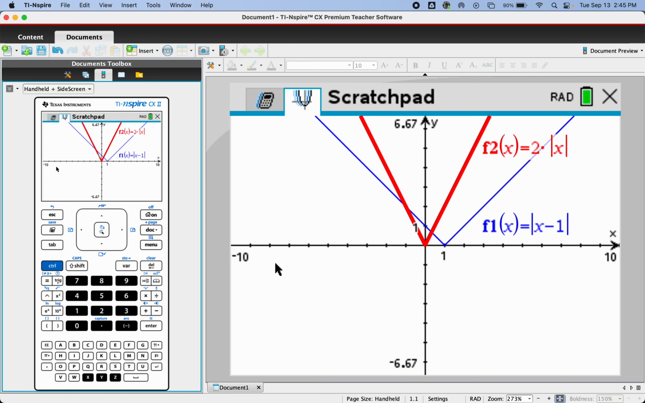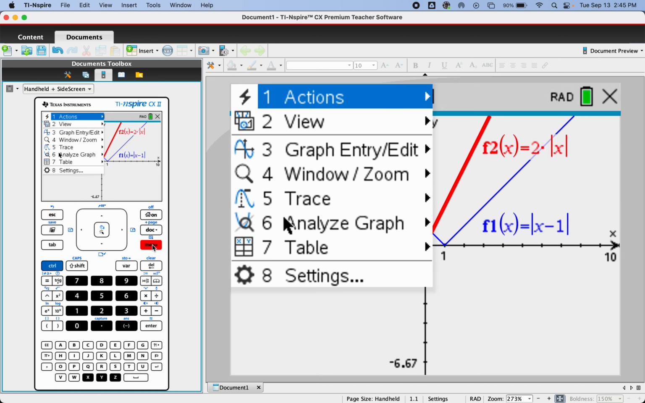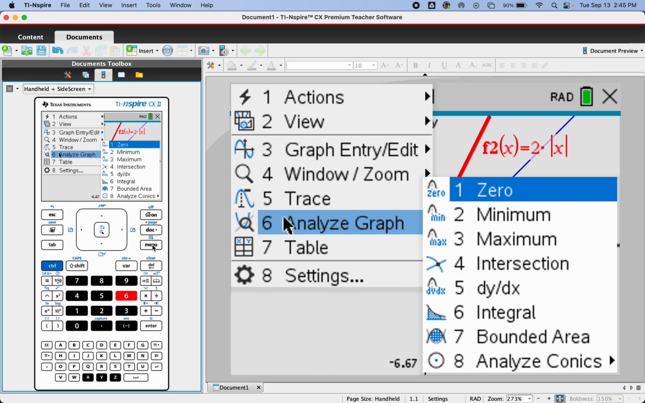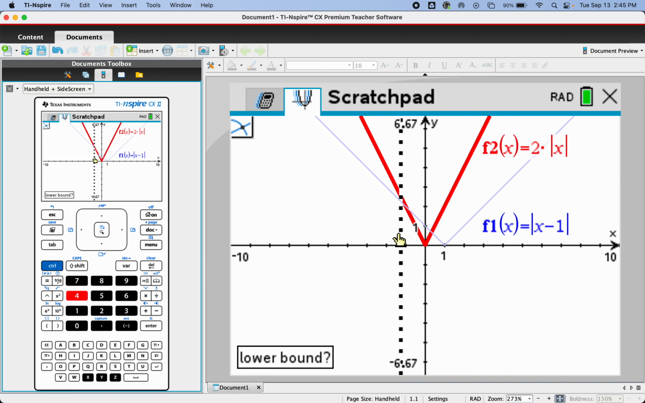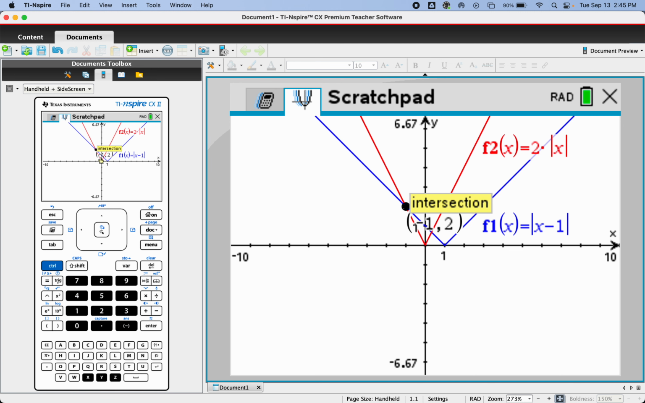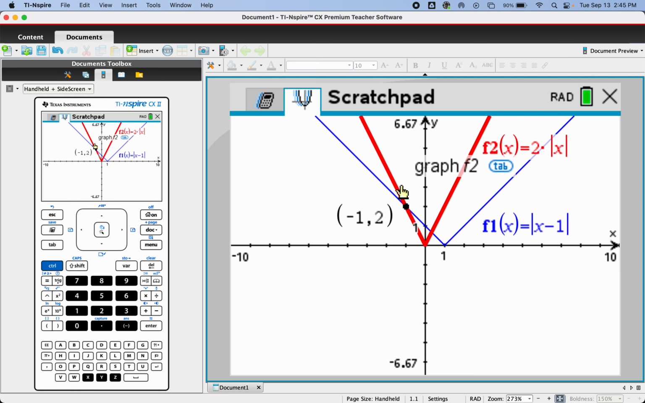Okay, and the way to do that is to push menu. Sorry, I should clarify. We want to be able to see the intersection points first, which we can. Okay, once we can do that, we push menu, analyze graph, which is option 6, intersection, which is option 4. Lower bound. Okay, I've done this in the previous video, so I'm going to go fast. I've chosen the lower bound and the upper bound, and I know that this point is the point (-1, 2). Okay, so what that's telling me is the red graph, its y values are larger than the y values of the blue when x is less than or equal to -1, right? Because these values are less than or equal to -1.